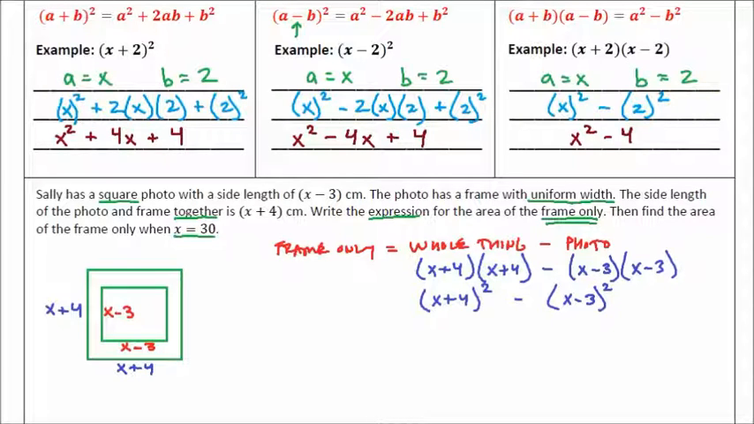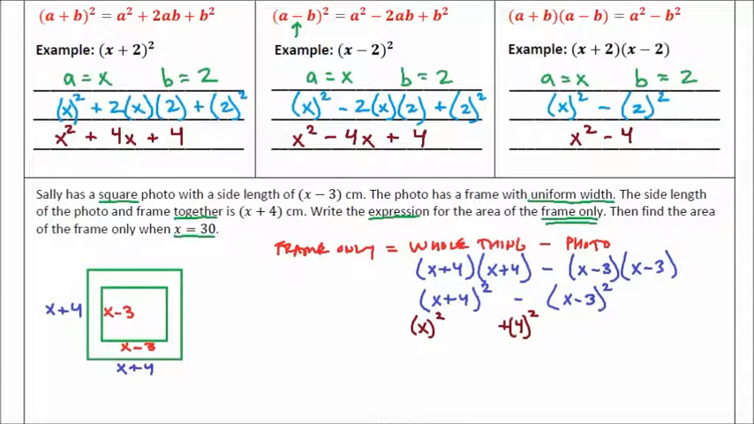So let's see, I'll get a different color if I can. So x plus 4 squared, well, a is equal to x. So on our pattern right here, the first term is going to be x squared. B is equal to 4. That means we're going to have on the end plus 4 squared.